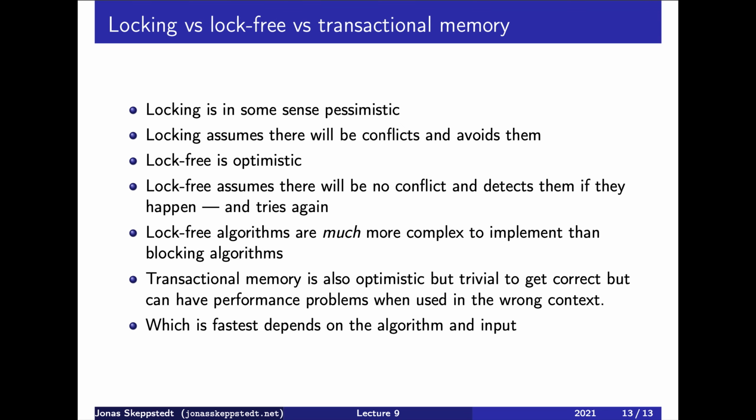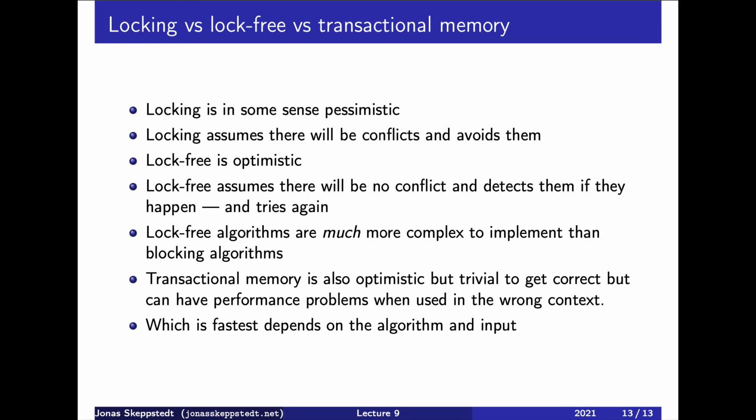So let's now reflect on locking versus lock-free versus transactional memory. One way to see locking is that it is in some sense pessimistic. It takes actions to avoid disasters by assuming there will be contention. Maybe that's a very realistic assumption. So actually using locks is the best thing. Okay, but lock-free is more optimistic. It assumes that no one else is there, and if there is somebody else, then it is taken care of.